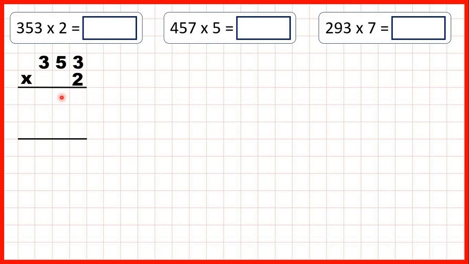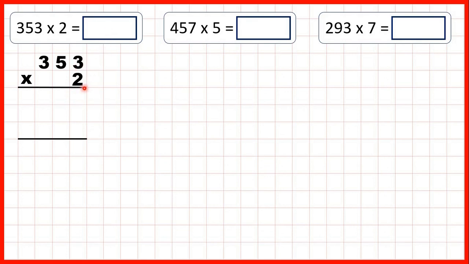That's because on this first answer line, we're going to multiply our ones digit. Then on the second answer line, we're going to multiply our tens digit. And on our third answer line, we're going to multiply our hundreds digit. Then we're going to add up our answer lines to get our answer.